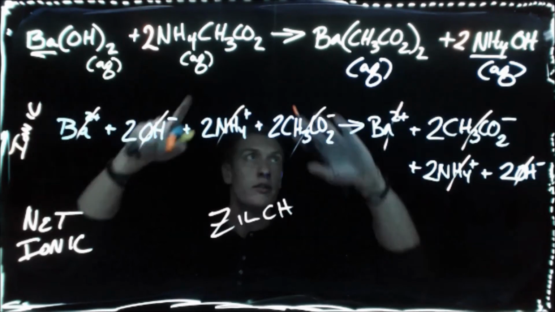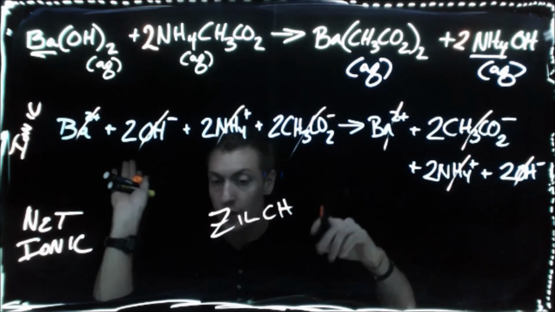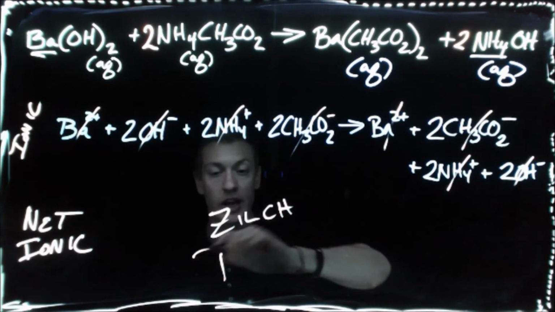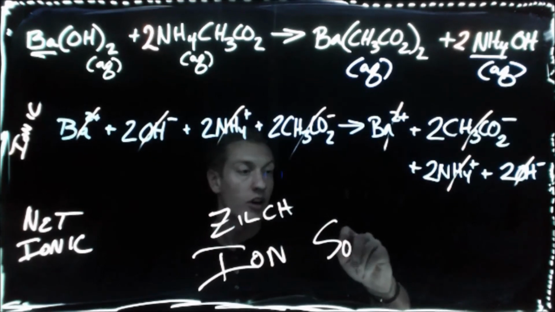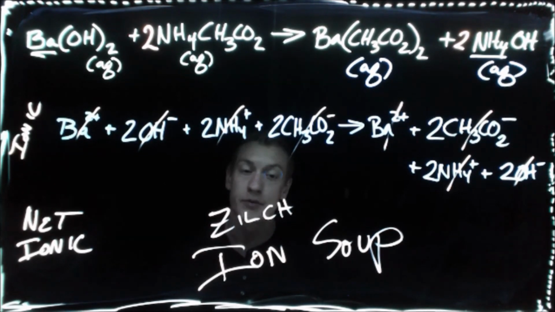So what did all of this make? Made a whole bunch of nothing. Just ions floating around, nothing bonded. And so we call it ion soup. All right, just a whole bunch of ions floating around, but they didn't do any chemistry. Just made a mixture. So that is a no reaction type of double replacement.